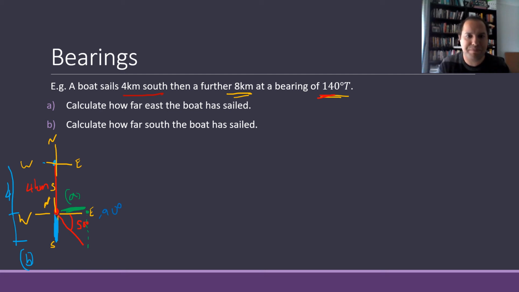So, starting off with part A, we can do some trigonometry. We've got our angle, and let's label our sides. We've got our hypotenuse, opposite, and our adjacent. So this green side, how far we've gone east, that's our A value. And this hypotenuse length, we actually know as well. That hypotenuse length is 8 kilometers. We were told that in the question.